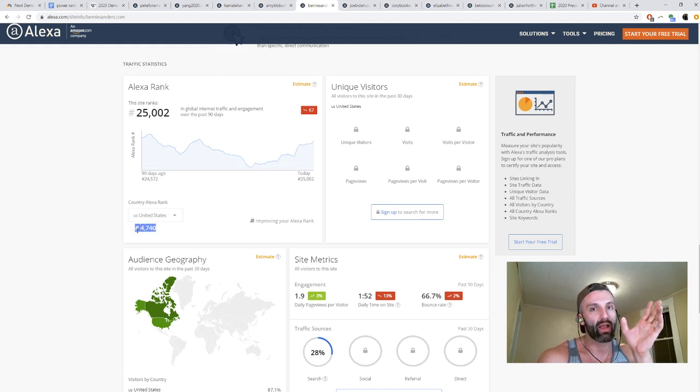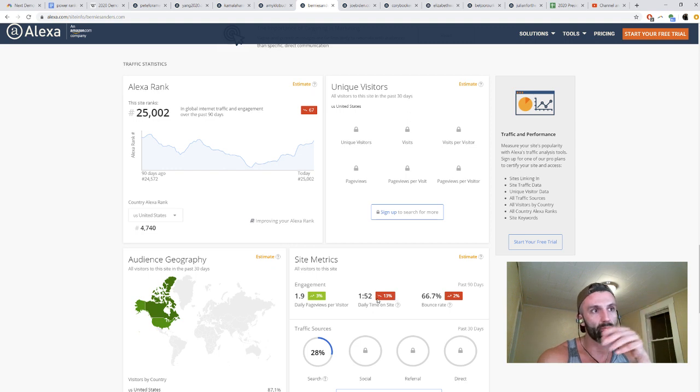His U.S. ranking of his website is 4,700th, so he's the closest to Andrew Yang so far on that ranking. But when you look at the page views, meaning the total number of pages people are looking at on his site, it's 1.9 and 1 minute and 52 seconds.